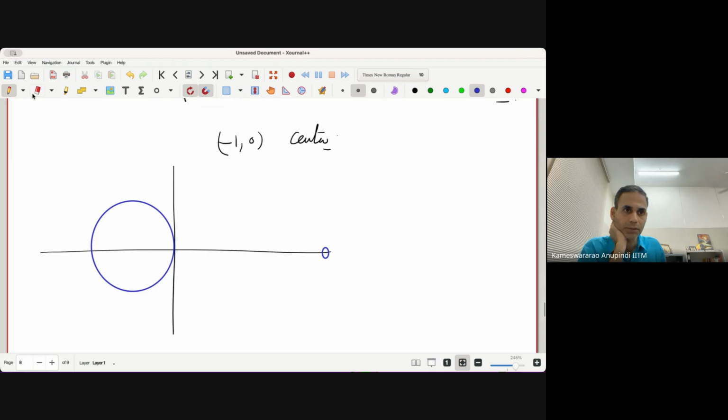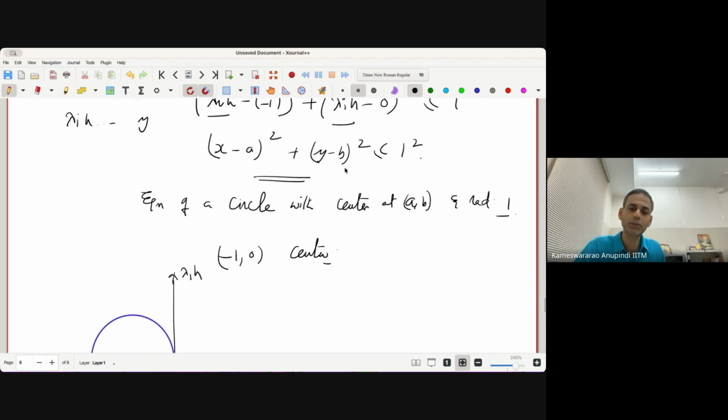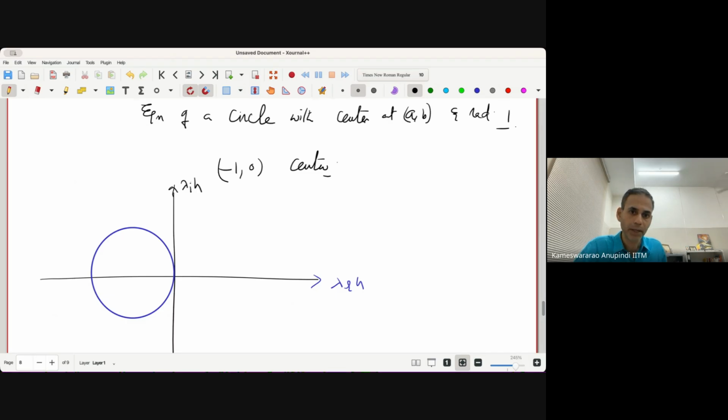So this is my real axis. Real axis is basically lambda r times h. The y-axis I have chosen to be lambda I times h, right? That is what my x and y are, right? X is lambda r h, and y is lambda I h. On this diagram, I have this circle.